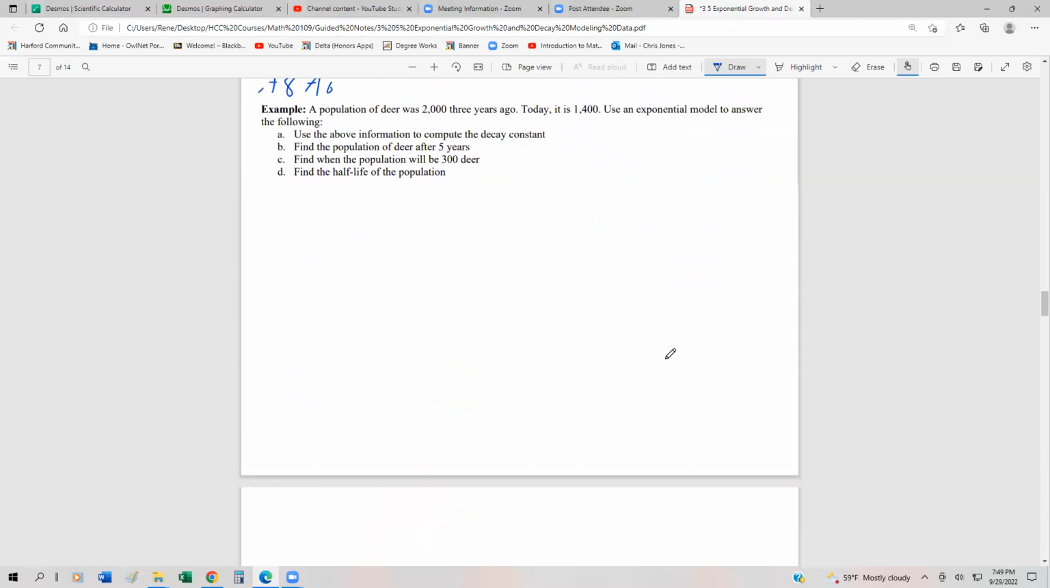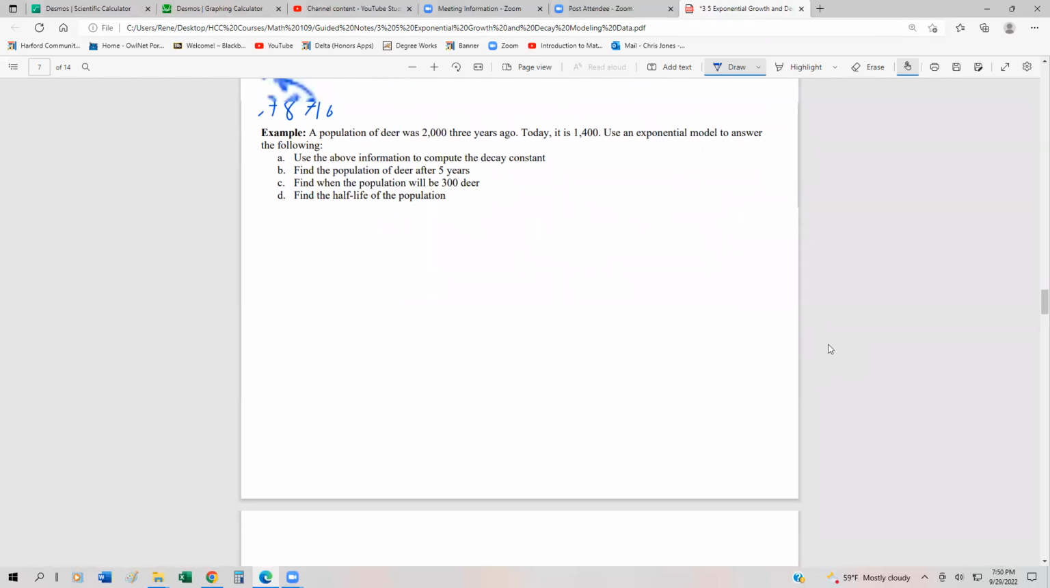All right, so one final question to tie together exponential modeling with everything. We have a population of deer. It was 2,000 3 years ago, and then today it is 1,400, all right? And so we're going to use an exponential model to compute the decay constant. We're going to find the population of deer after 5 years. We're going to find when the population was 300 deer, and then we're going to find the half-life. In other words, how long does it take for half of them to decay?